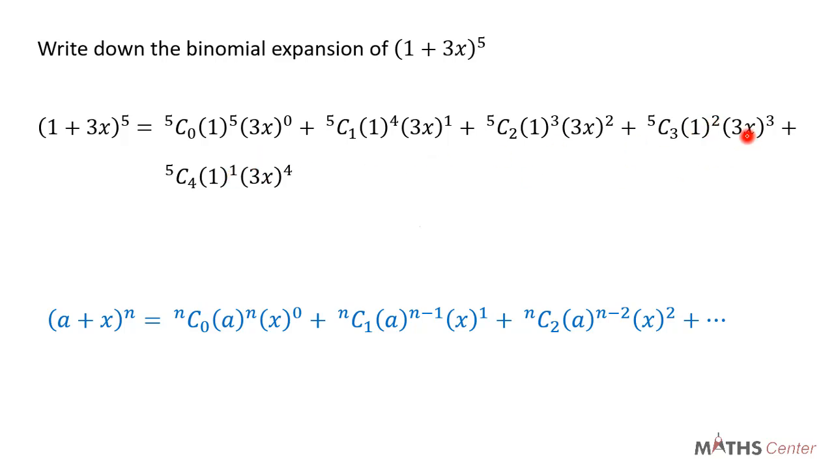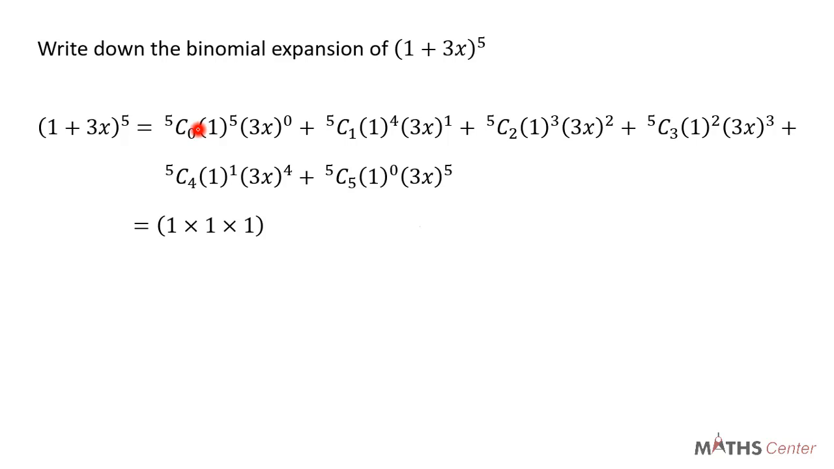And the exponent on 3x, which is 3, will increase by 1 to 4. Then in the next term, we are going to have 5 combination 5. The exponent on 1 will reduce by 1 to 0, and the exponent on 3x will increase by 1 to 5.